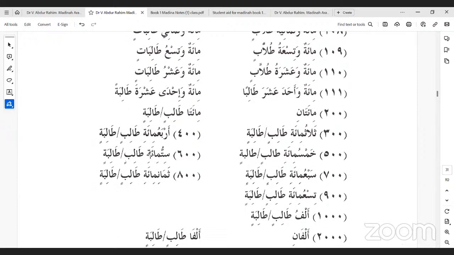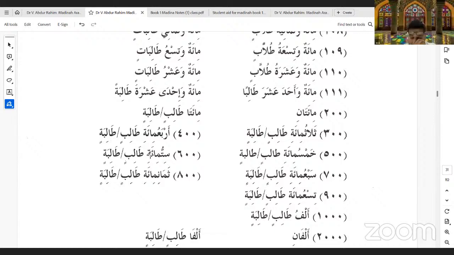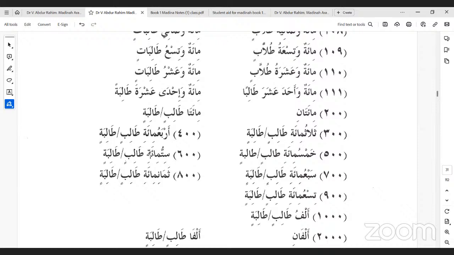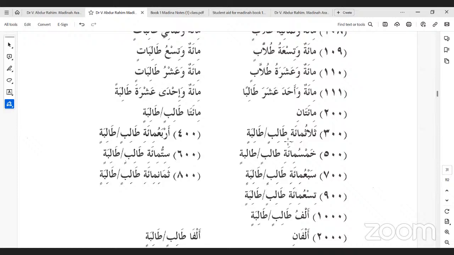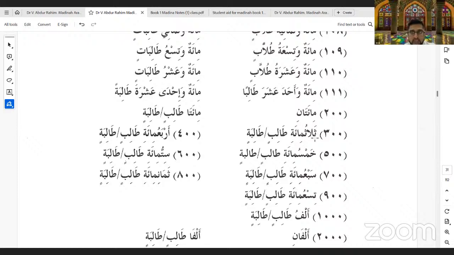Then 300 is this: Thalasumiyati Talibin and Talibatin. Correct? Thalasumiyati. So what's happening here now? Thalatho is coming as the opposite gender, the opposite of talib. Thalatho, so this is masculine. Mi'atu remains feminine. So thalatho mi'at talibin wa talibatin. Arba'u mi'ati talibin wa talibatin. So both are allowed here now. Khamsu mi'atu talibin wa talibatin. So the 500, you can use either of them, masculine and feminine itself.